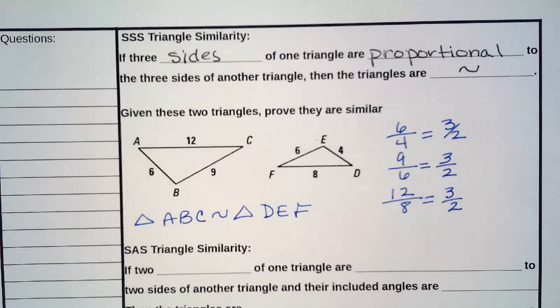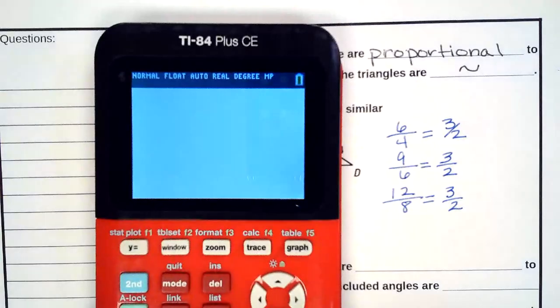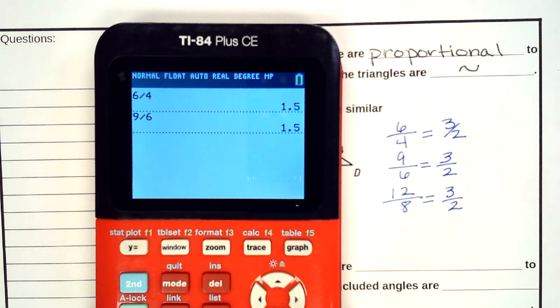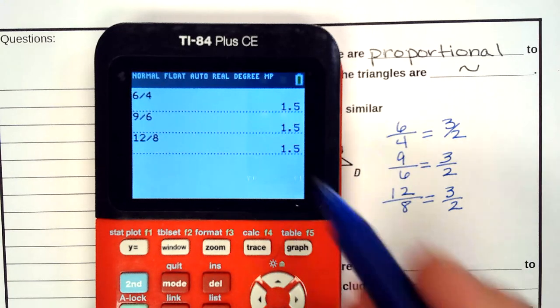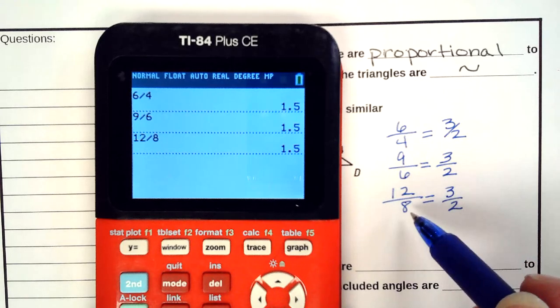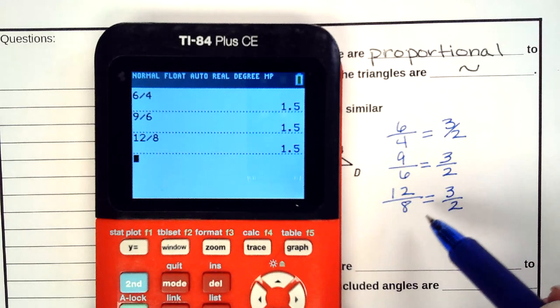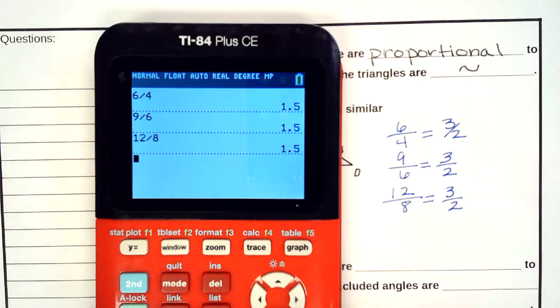If you want, you can also always look at the decimals. So 6 divided by 4, 1.5. 9 divided by 6, 1.5. 12 divided by 8, 1.5. So if you're doing this, you can also just put it in the calculator and look at your decimal.